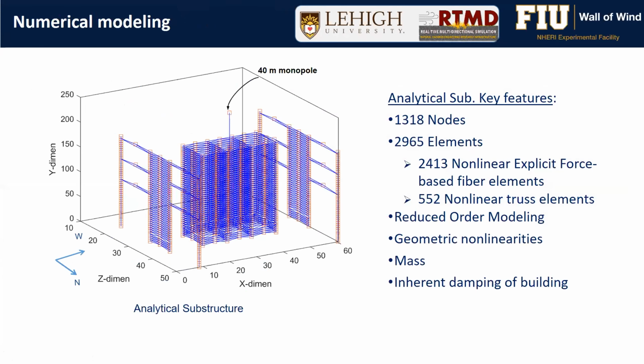Okay, Liang. Yeah, so here are some key features of the analytical substructures. It's similar: we have BRB frames in the east and west directions with outrigger columns and a BRB frame in the middle. We're also adding 40 meters of multiples in there. We have around 2,965 elements, and all these elements are nonlinear explicit force-based fiber elements. So this is what we have to do for the hybrid simulations.